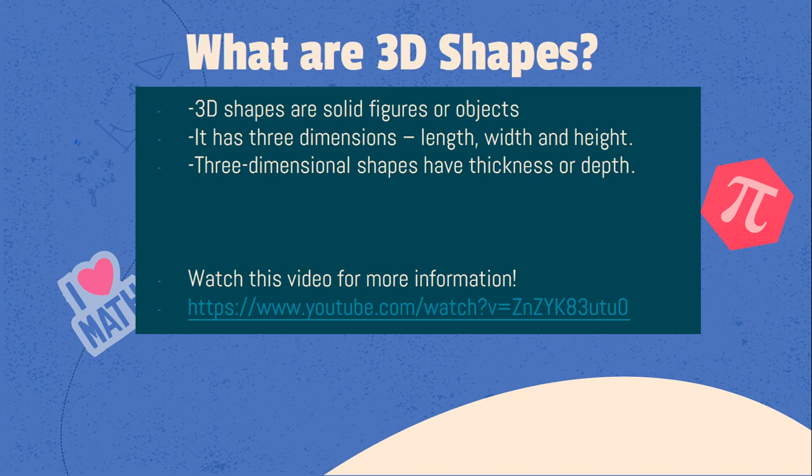So 3D shapes are solid figures or objects. You guys know what a 3D shape is. Basically, it has 3 dimensions. It has length, width, and height. A 2D shape normally only has length and height, and so the width, which is how thick it is or deep it is, that's what makes it 3D.